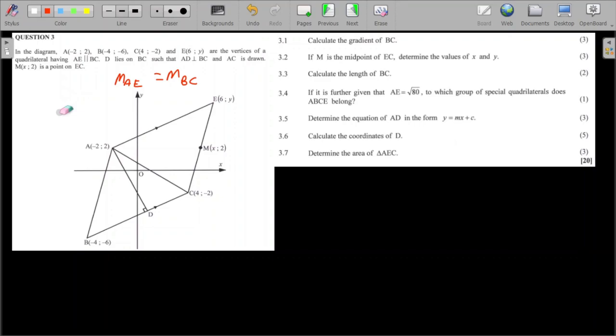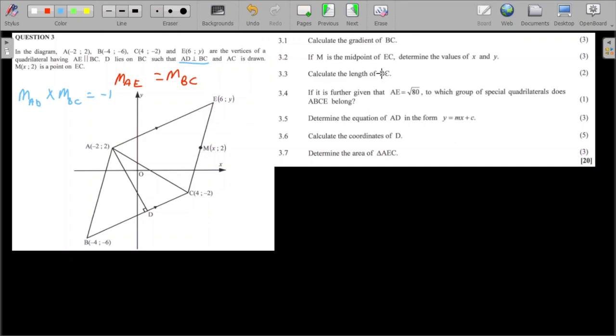D lies on BC such that AD is perpendicular to BC. Again, very important information. The gradient of AD times the gradient of BC is going to be equal to -1, based on the information they gave us. Then M is the midpoint of EC. Okay, let's get into the questions now.